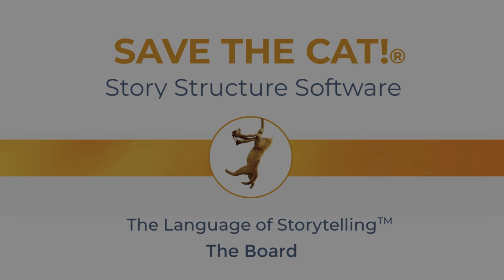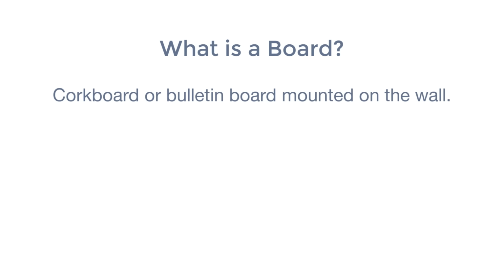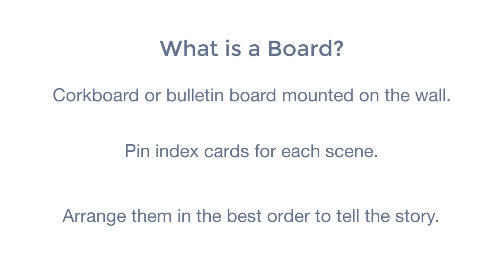What is the board? The board is quite literally a board, usually a cork board or bulletin board, sometimes even a piece of poster board, that a writer has mounted on the wall. They would write each scene on an index card and pin it to the board wherever it belongs in the story. The board gives the writer the ability to see the entire screenplay or novel laid out before them and move the scenes around until they have them arranged in just the right order for their story.